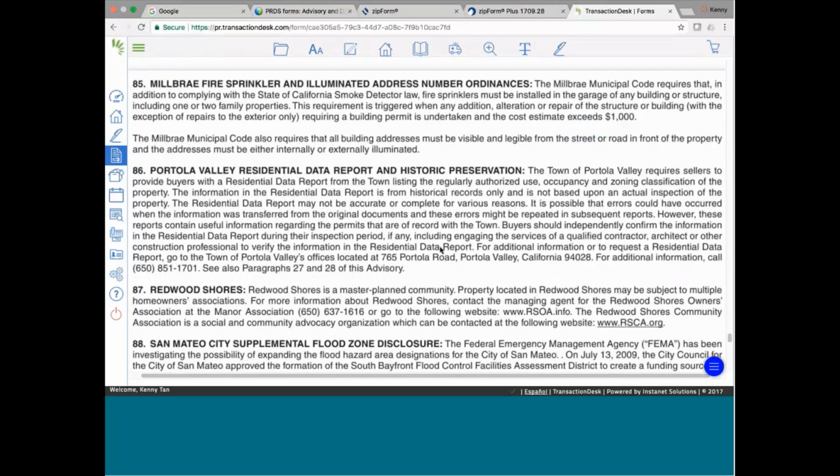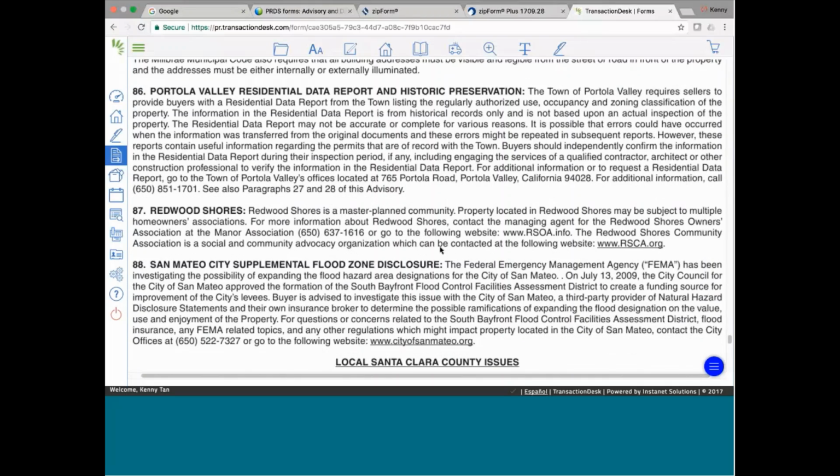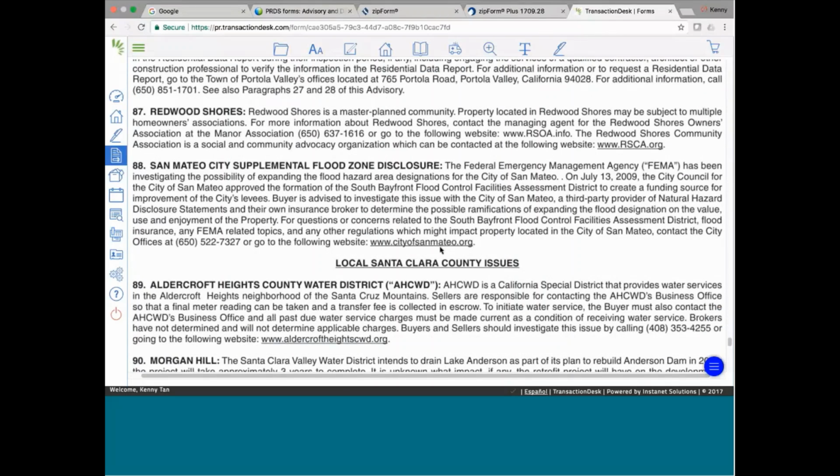All right. Portola Valley residential data report. This one I'll skip. San Mateo City supplemental flood zone disclosure. If you're selling property in San Mateo County, the buyer is advised to investigate the issue with the city of San Mateo. A third-party provider's natural hazard disclosure statements and their own insurance will determine the possible ramifications of expanding a flood designation to the value, use, and enjoyment of the property. To be honest with you, I don't know about this requirement, so this is new to me.